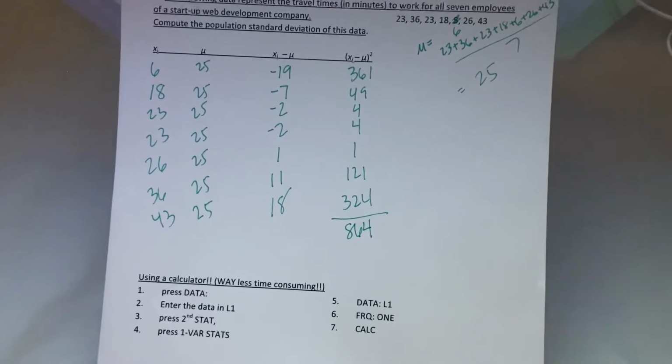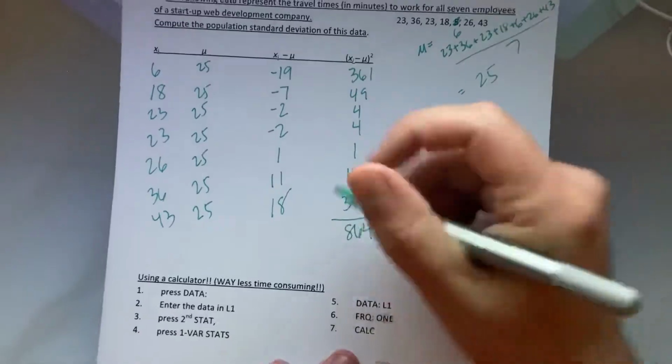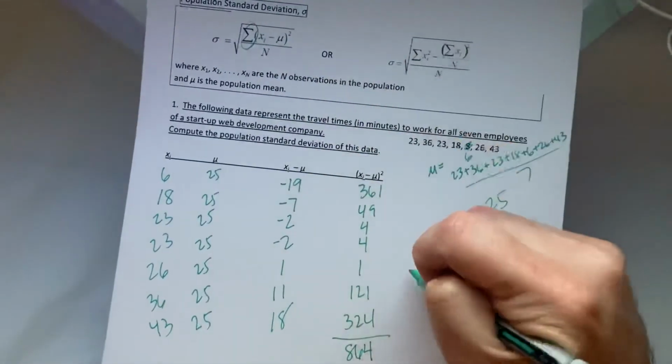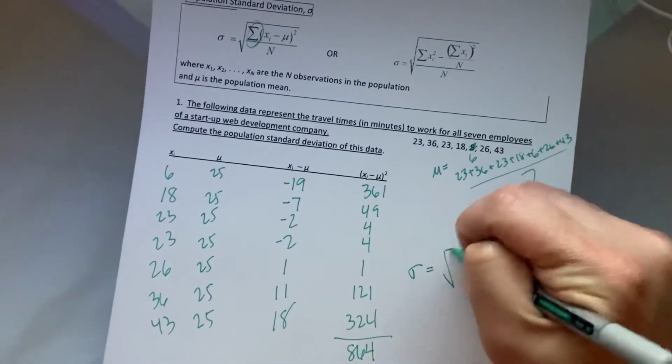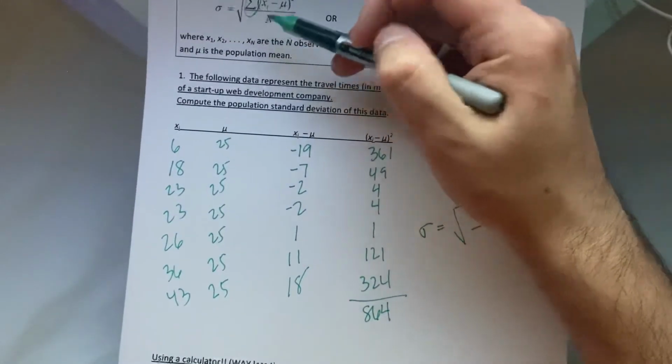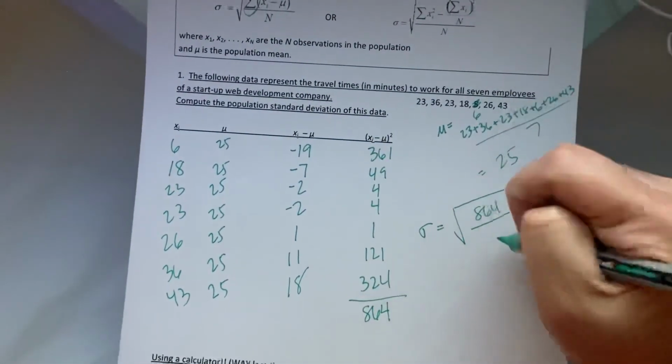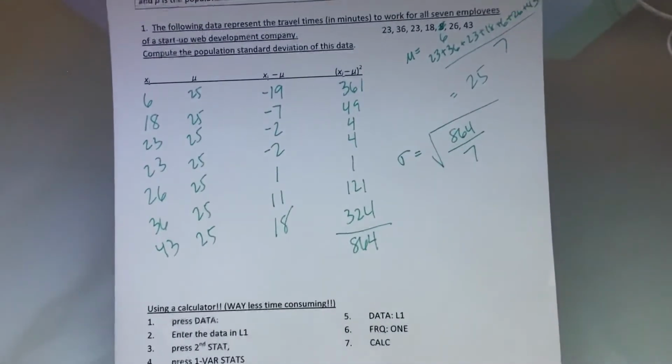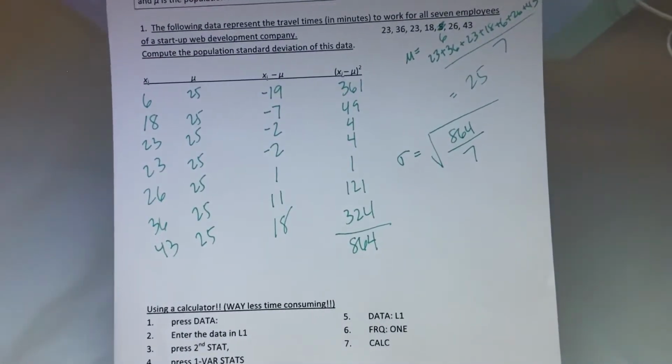We'll check it just to make sure. Yeah, so what do I do with this 864? That's this whole numerator in the fraction. So whatever that is, it goes up here. Now it says you have to divide by big N, which is the number of terms, which we know is 7. And then we'll take the square root. So what is 864 divided by 7?